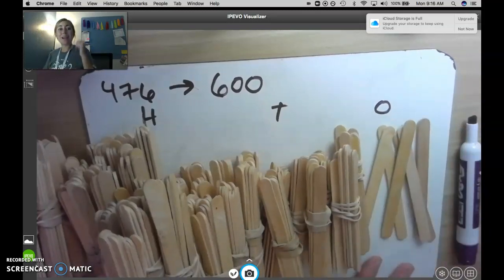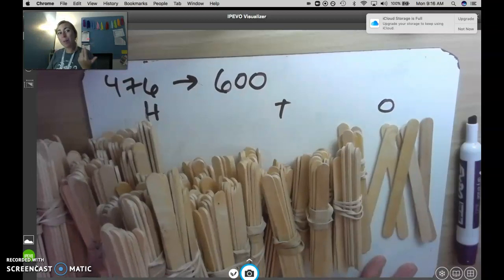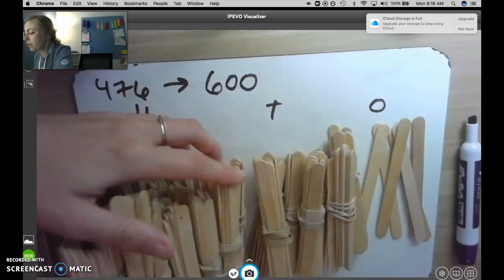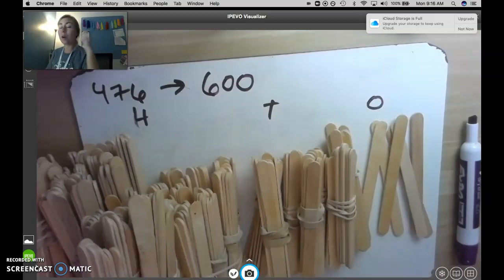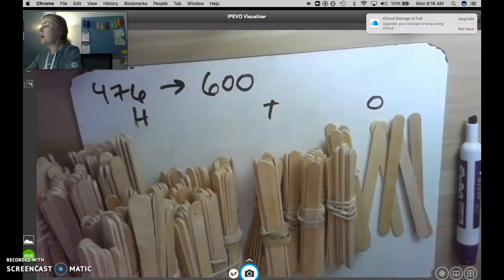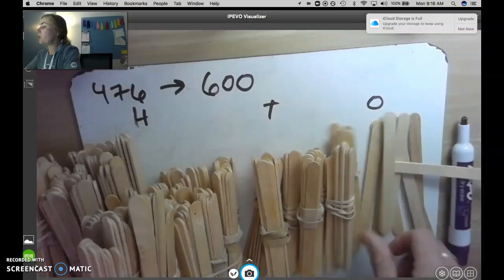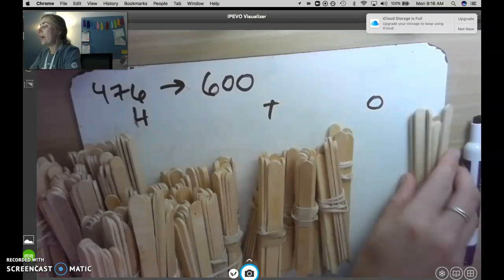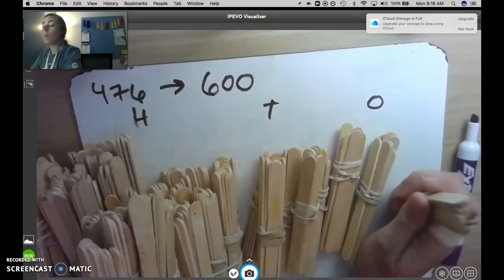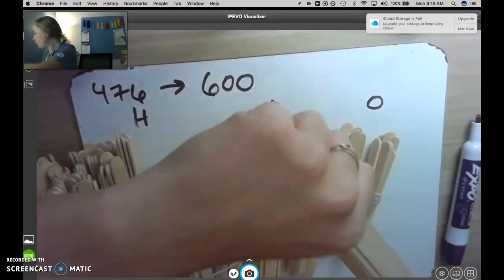So now I need to count up to get to 600. But if I count by ones, that's going to take me way too long. So I've got 476, and I want you to think in your brain, what should I count by next to get to my next benchmark number or easy number to work with? I'm going to count by ones until I get to 480. So I've got 476, 477, 478, 479, 480. And now that I have 10 ones, I'm going to bundle it. And I've got 480.